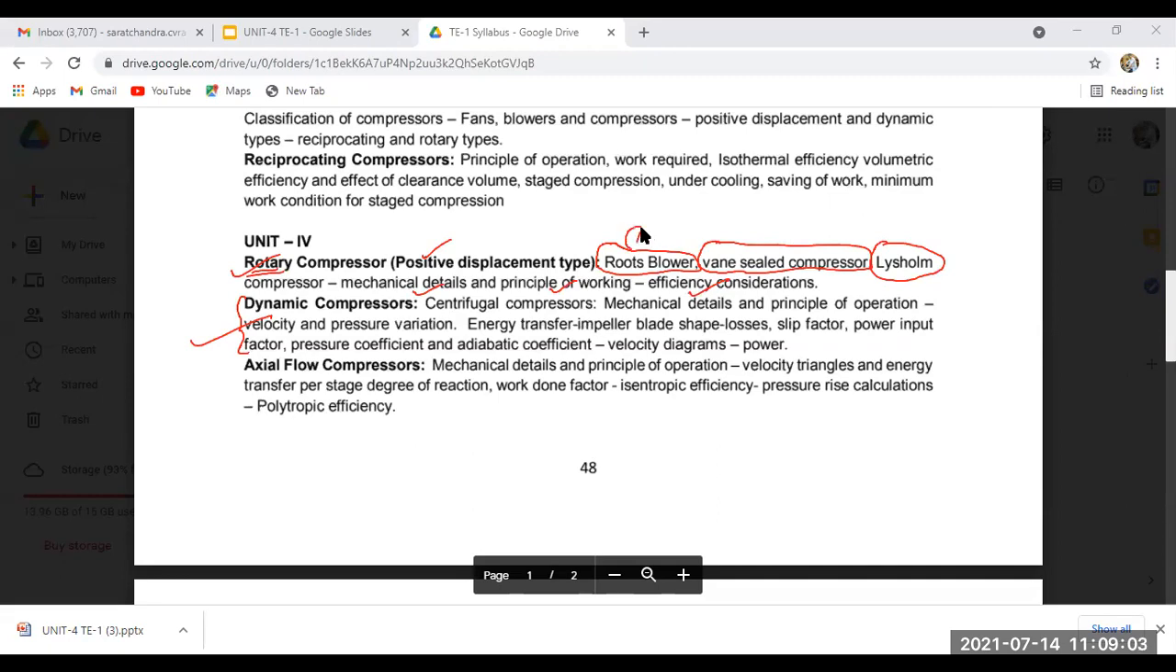This is the first type of rotary compressor, that is root blower. The second one is Vane cell compressor, and the third one is Lysholm compressor. Out of these three types, the first one is the most important type of compressor. Many times they have asked the working principle and mechanical details of this root blower compressor in the exam.